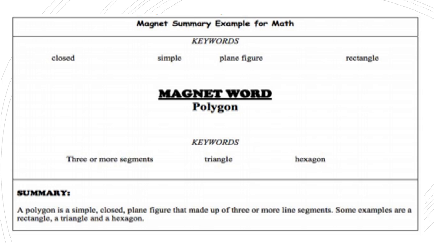Sample: A polygon is a simple, closed, plain figure that is made up of three or more line segments. Some examples are a rectangle, a triangle, and a hexagon. Actually, it's up to you how many sentences you will come up with, as long as you are able to connect all the words in your magnet summary.